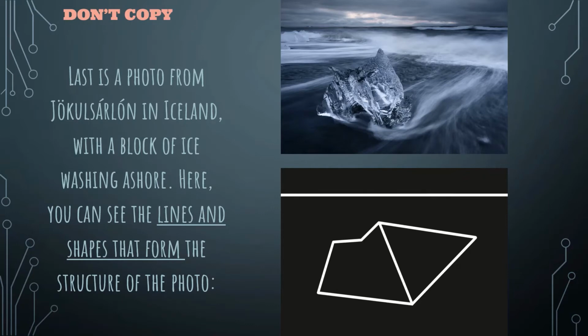This last picture is from, oh my goodness, Jökulsárlón in Iceland. Let's pretend I said that right. And it's a block of ice washing ashore. Here you can see the lines and shapes that form the structure of the photograph. So we have a triangle which represents the water flowing past it, and then the iceberg itself is, I don't know, what is that, 6 sides? And then the horizon itself is flat. You still have movement, you still have an awesome balance in the picture. Great photograph.